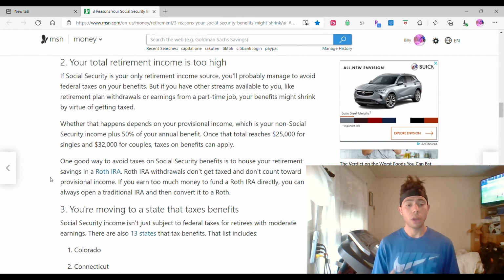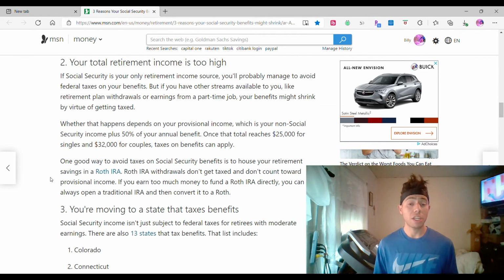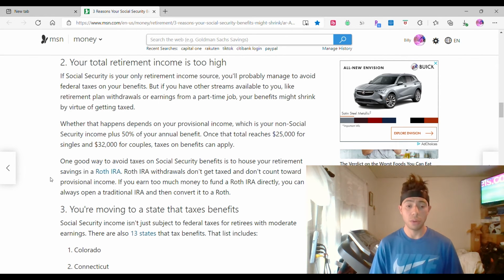Now, a good way to avoid taxes on Social Security benefits is to house your retirement savings in a Roth IRA. Roth IRA withdrawals don't get taxed and don't count toward provisional income. If you earn too much money to fund a Roth IRA directly, you can always open a traditional IRA and convert it to Roth. That's more information; if you want to hear about that, leave a comment and I'll make a video about it.